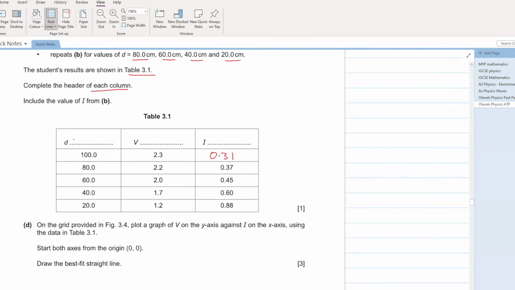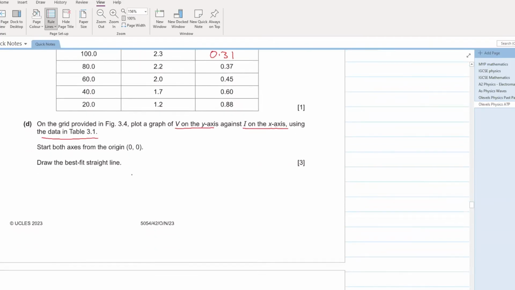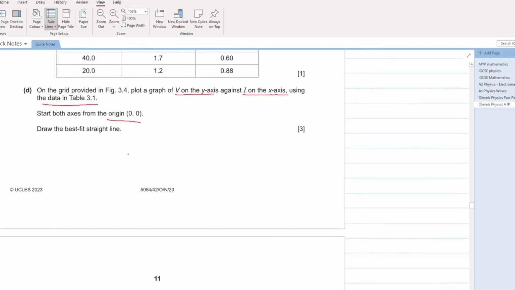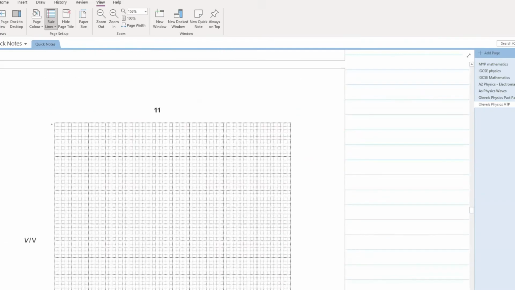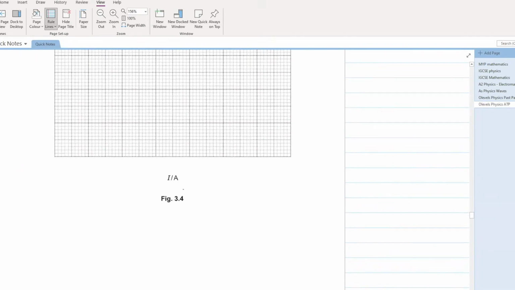And the header completion is also very easy. D is measured in centimeters, voltage V is measured in volts, current I is measured in amperes. Perfect. On the grid provided, now we have to draw a graph again. Plot a graph of V on the y-axis, I on the x-axis using the data in table 3.1. Start both the axes from the origin, draw the line of best fit. Can you realize you have to start the axis from the origin? So one thing is catered for. Voltage will be on the y-axis and the examiner has already marked the axis for you. You don't have to mark the axes this time.